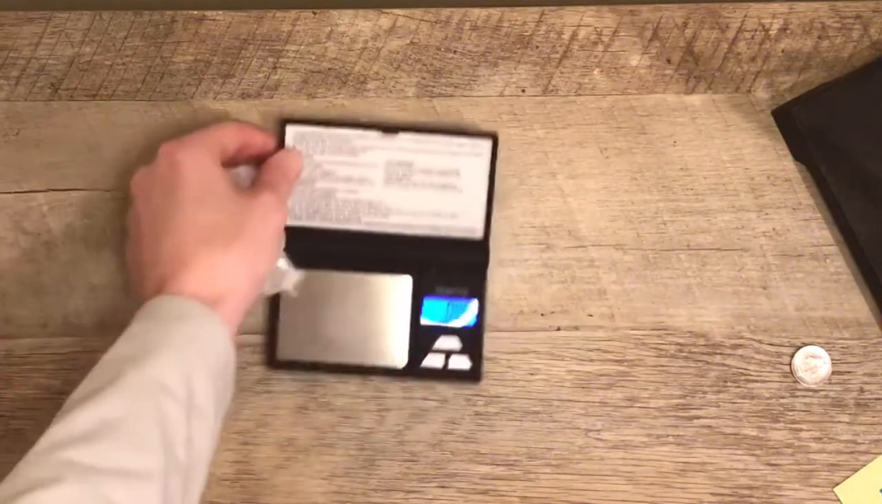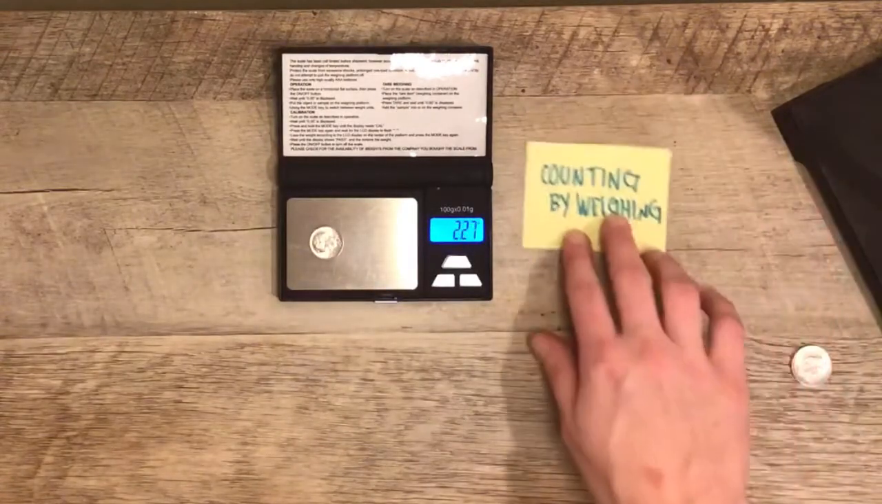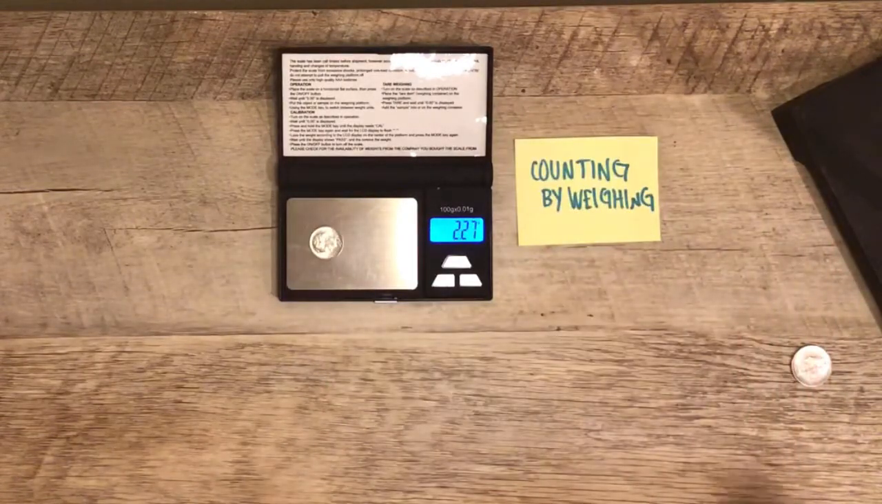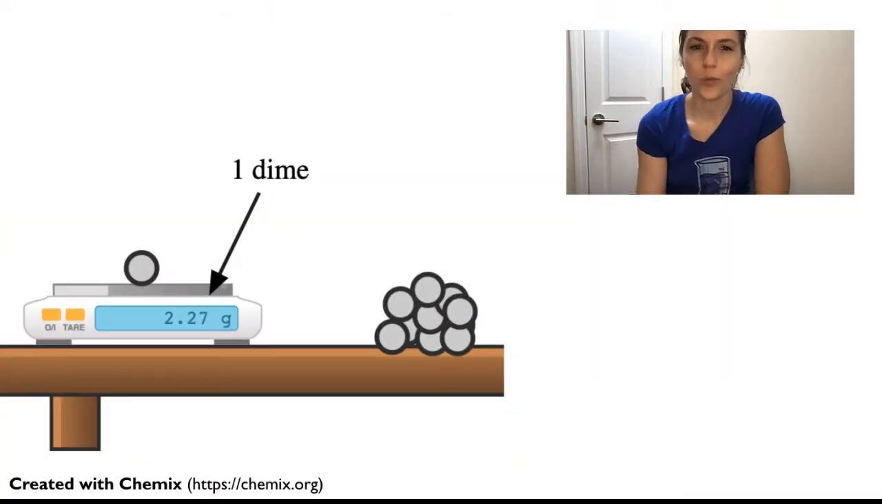So if I have a balance or a small scale to measure mass, and I have 1 dime, I can find the mass of 1 dime. So the mass of this dime is 2.27 grams. We know that 1 dime has a mass of 2.27 grams.